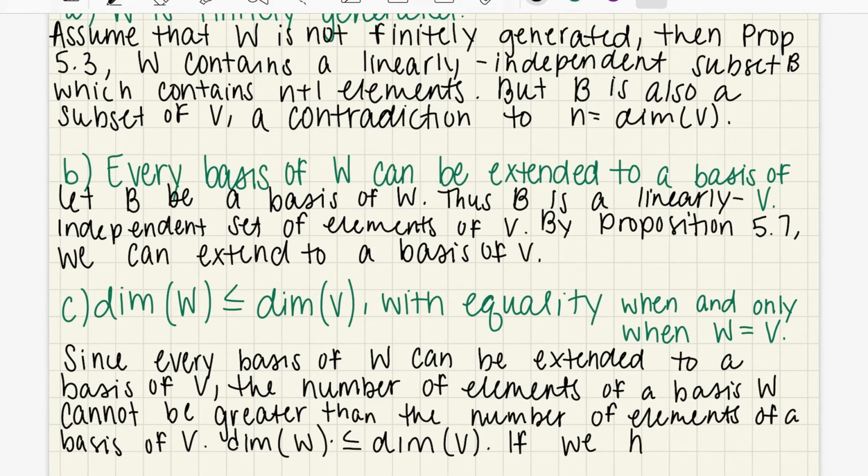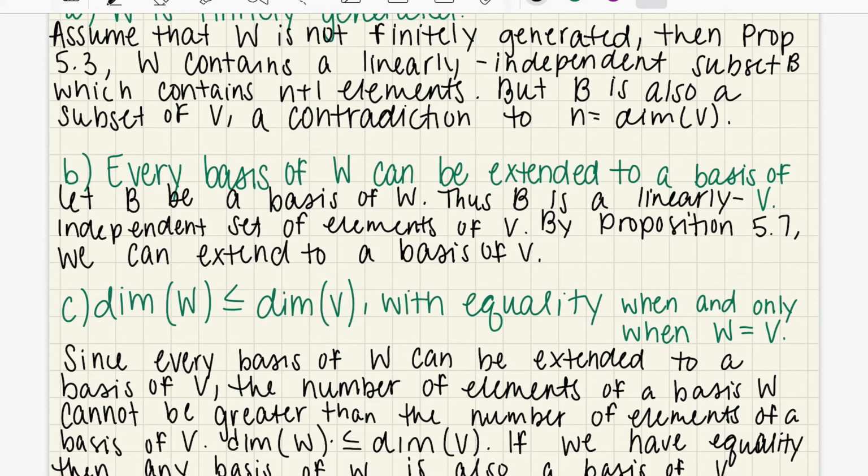If we have equality, then any basis of W is also a basis of V by the second part again. So then we have W is equal to FB, which is equal to V.